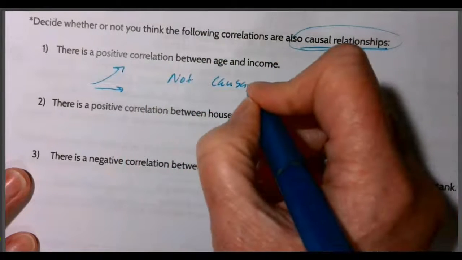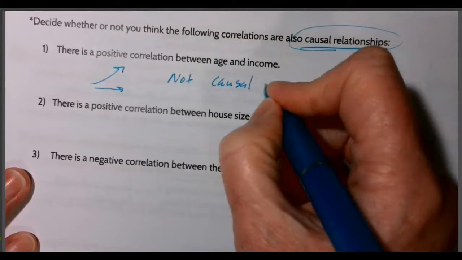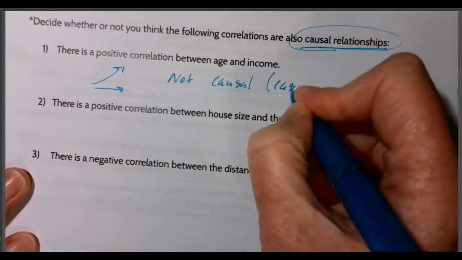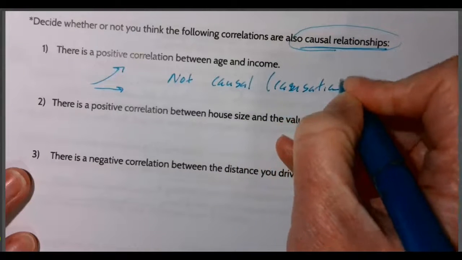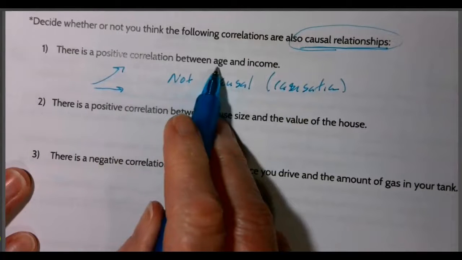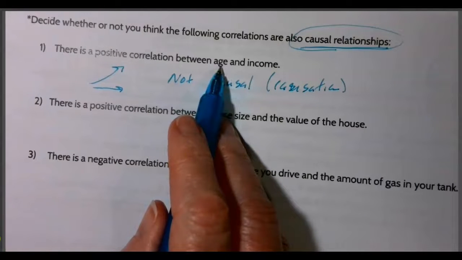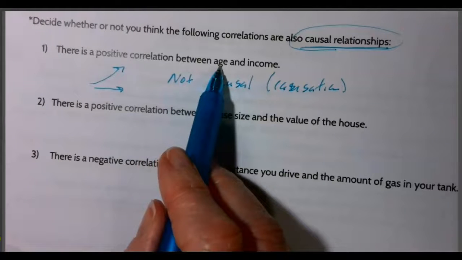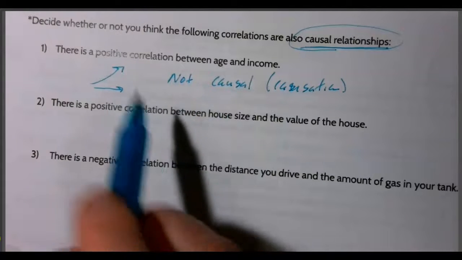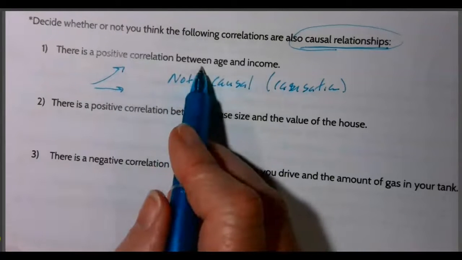Not causal, meaning it's not a causation. Okay? Because you could be very young and have a huge income. Look at, for instance, Patrick Mahomes. He's in his mid-20s, and he has a huge income. It's not because of his age, it's because of his skill.